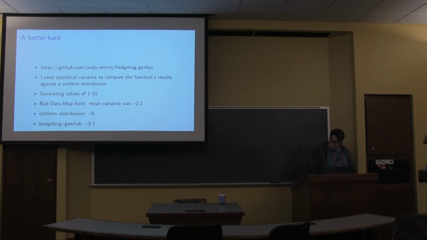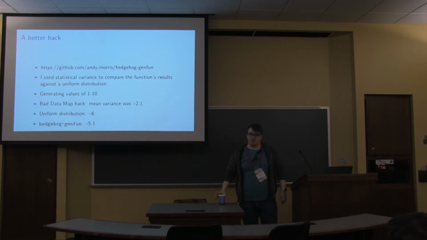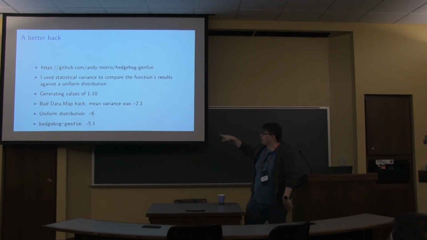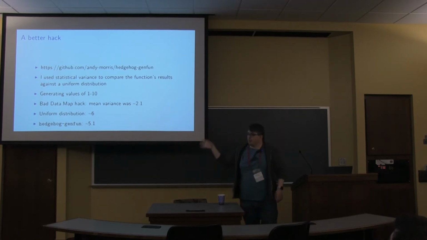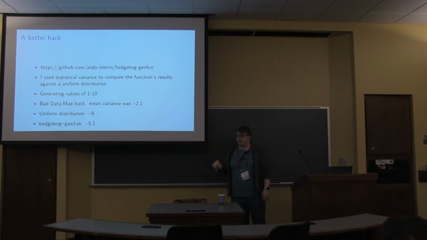I did explore this a bit. I found Andy Morris's Hedgehog Gen Fun. It generated much better results than my extremely bad map hack. I actually measured the mean variance of multiple tests. Mean variance of data.map was 2.1 for a value range of 1 to 10. If you know anything about how statistical variance is calculated, you know that's very bad. Uniform distribution is 6. Hedgehog Gen Fun was 5.1. But that's for a very limited test. The Hedgehog Gen Fun implementation is really just a nicer, faster implementation of the data.map thing I did. So it's still going to fall back to the default value if you don't hit. Which means you probably shouldn't use it either.